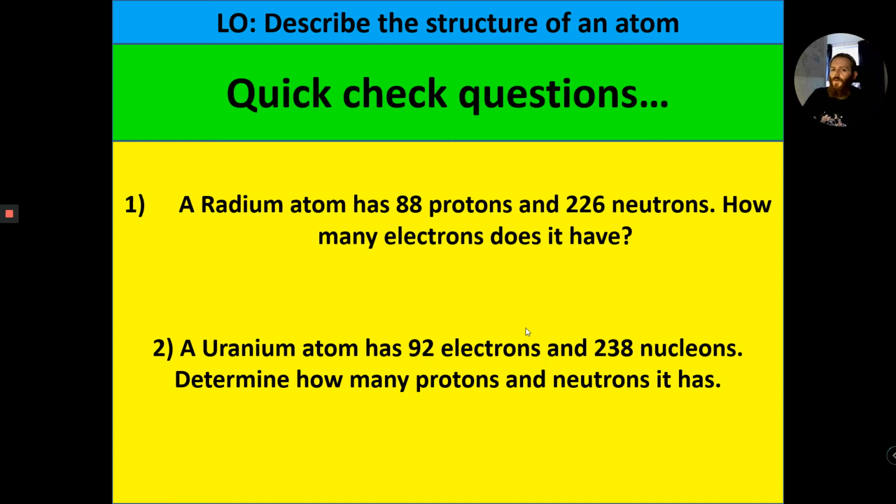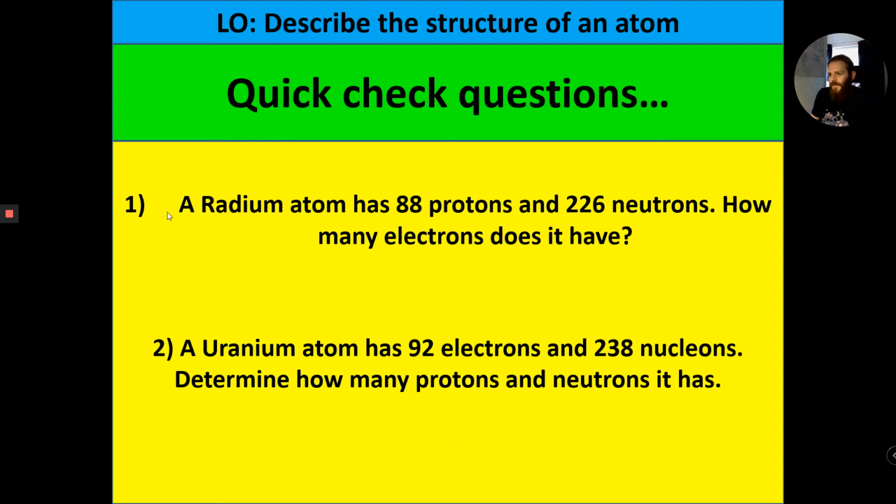Right, so let's have a quick go at these quick check questions. Again, pause it for me. Number 1 says a radium atom has 88 protons and 226 neutrons. How many electrons does it have? And question 2 says a uranium atom has 92 electrons and 238 nucleons. Determine how many protons and neutrons it has. Now, I'm aware I've given you 2 questions here that are going to involve you having to think about the atom that we drew earlier on. I've intentionally missed something out to get you thinking about the next step. So just pause it and see if you can do it without my intervention, and then we'll go through the answers.